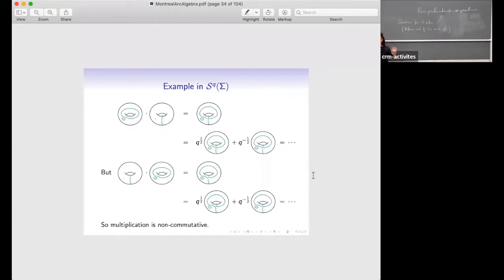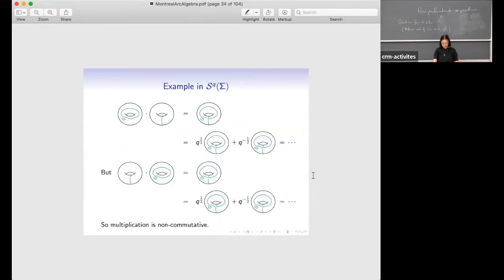Any questions so far? This is a one punctured torus. That was because I had this little bump, this hole there. Yes, just the inner tube part, not the donut part. Everyone okay? Okay, all right.